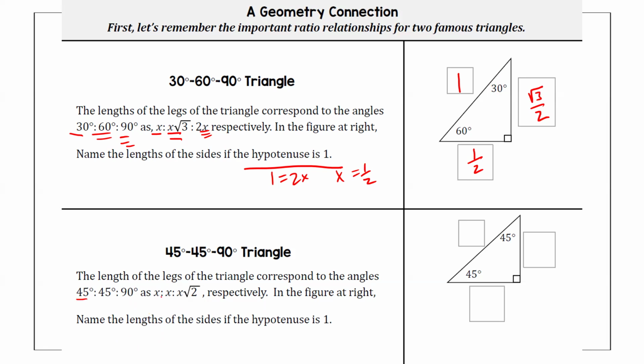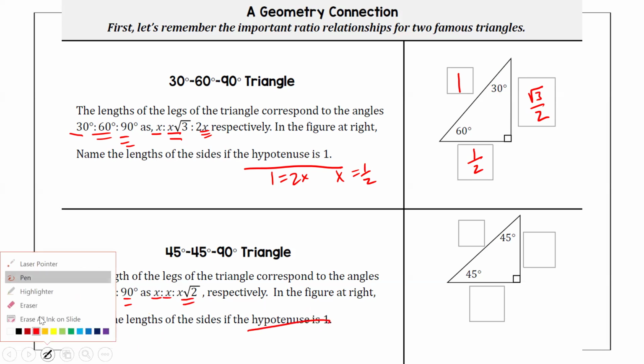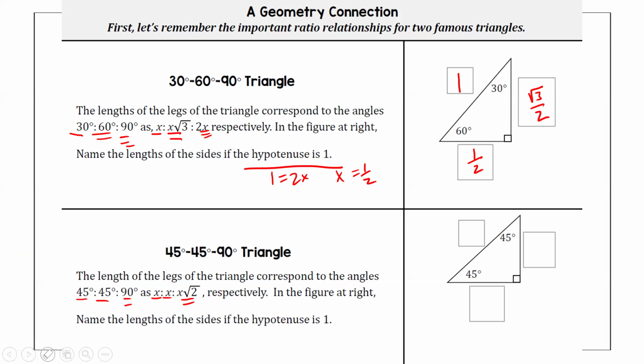Again, respectively, we have 45 is x. 90 is going to be x square root of 2. And it says we're going to let our hypotenuse, sorry, I didn't mean to cross it out, our hypotenuse is 1. So for this one, we know that x square root of 2 equals 1. So therefore, x would equal 1 over the square root of 2.